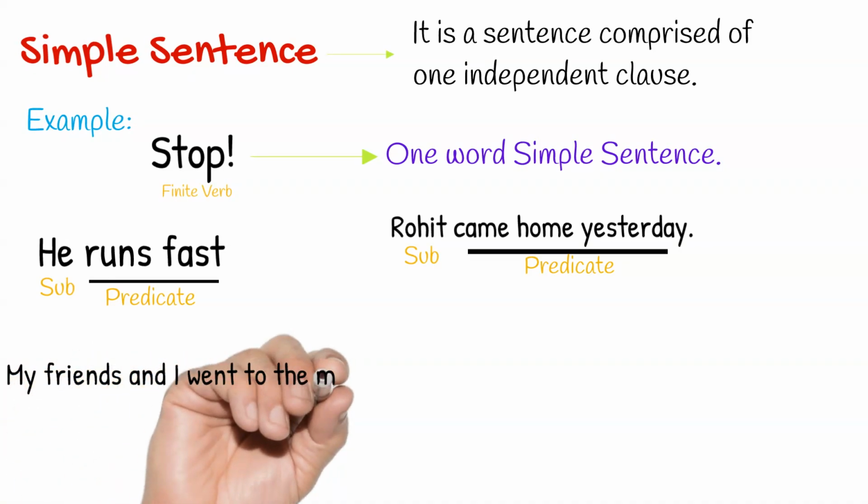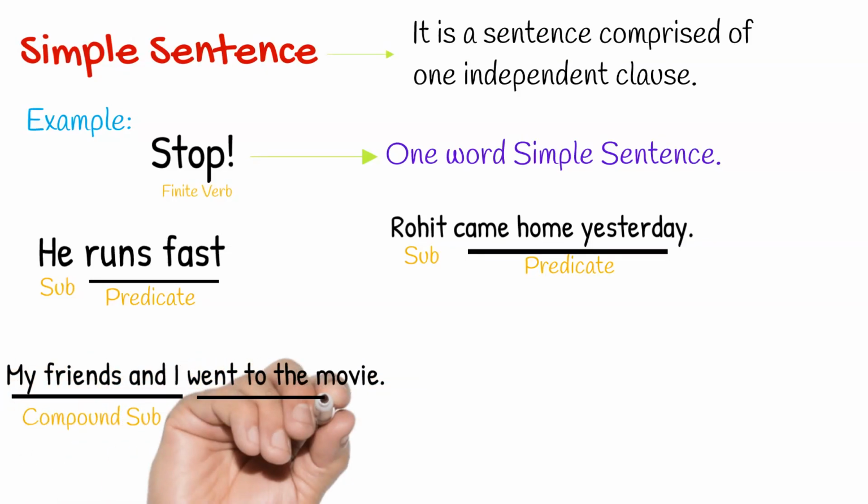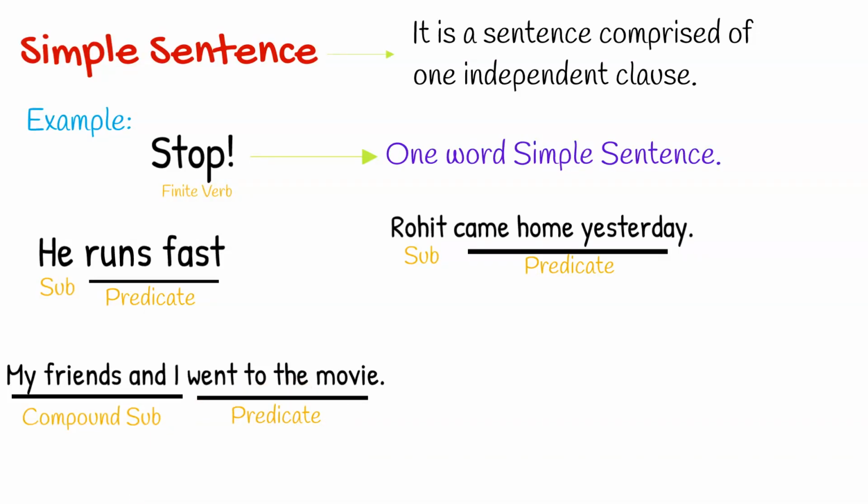My friends and I went to the movie. Here my friends is one subject, and I is another, and both form the compound subject. Went to the movie is the predicate part of the sentence. So the compound subject and predicate comprise the sentence.